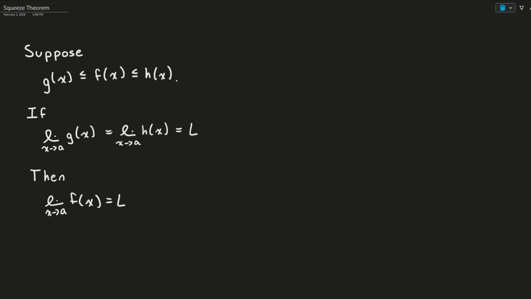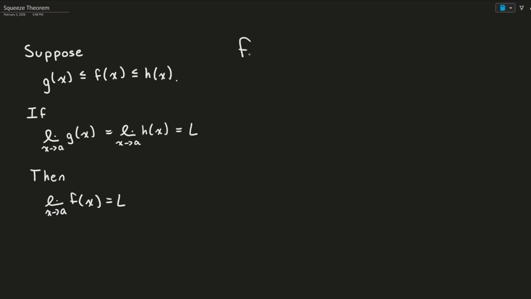Here's the squeeze theorem. Suppose we have three functions g, f, and h, such that f is enclosed between g and h. If the limit of g as x approaches a is equal to the limit of h as x approaches a, then the value of those limits is also equal to the limit of f of x as x approaches a. This is useful when the limit as x approaches a of f is very difficult to determine.